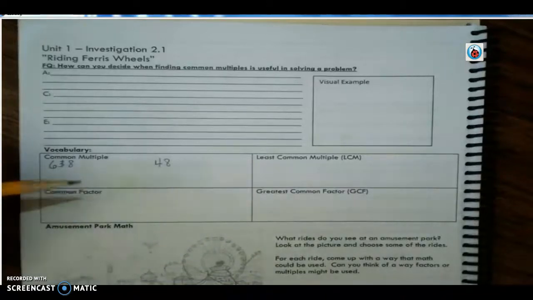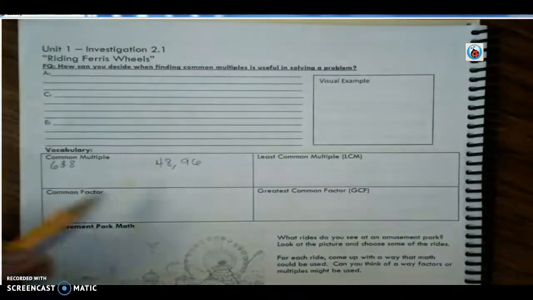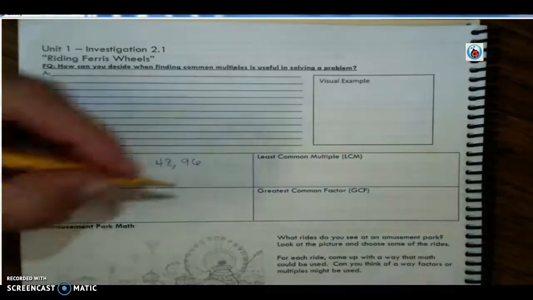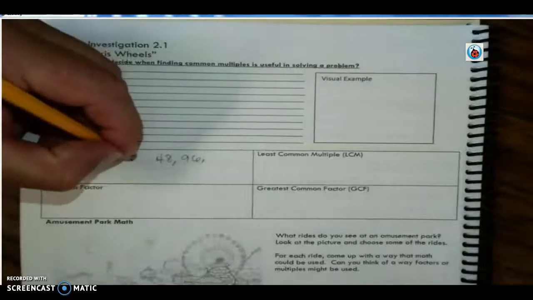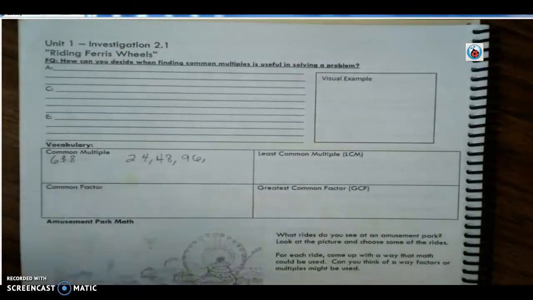Now I could take this 48 and I could make it a little bit bigger. I could double this 48 and say 96. Well, that's a common multiple as well of 6 and 8. And some of you smarter kids out there, maybe you're thinking, Mr. Cox, you missed one. You missed 24. I know 8 times 3 and 6 times 4 go in there. And we have 24. These are common multiples.